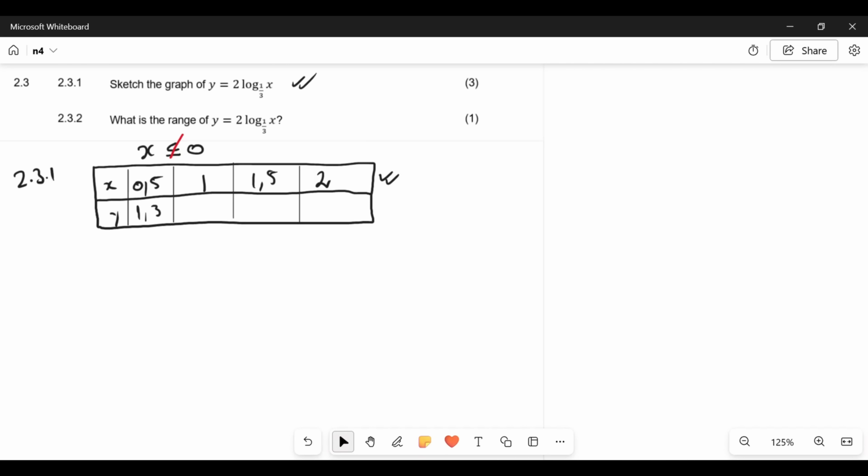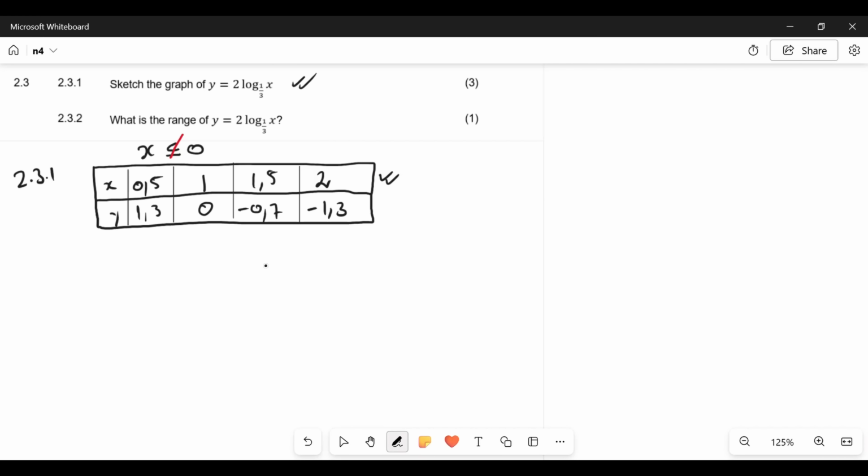When x is actually 1, what is our y there? This is going to give us 0. Now when x is actually 1.5, what is our y there? I'm actually getting negative 0.7. And then the last one there, when x is actually 2, what is our y there? I'm actually getting negative 1.3 there. So guys, this is how you're supposed to do the table when it comes to log graph.